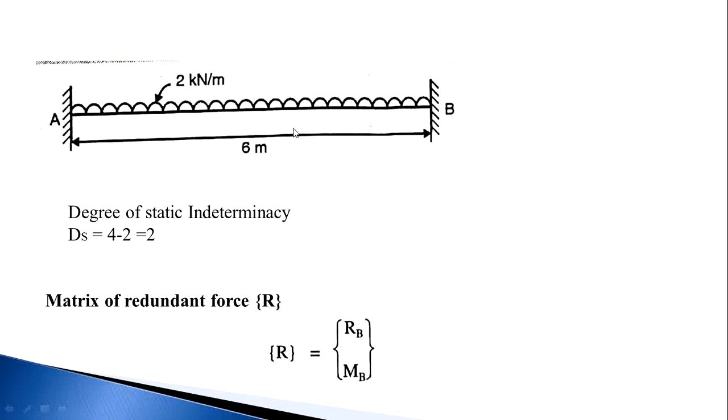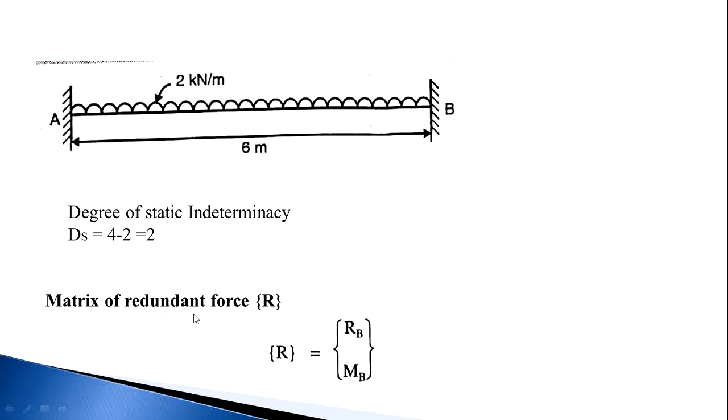But in this case there is no horizontal load, that's why the horizontal reactions at A and at B will be 0. So the number of reactions at each support is 2, that is, at A 2 reactions and at B 2 reactions. The statical indeterminacy is the total number of unknowns minus the number of equilibrium conditions. Total unknowns are 4 and equilibrium equations are 2, that is vertical and moment. So the degree of statical indeterminacy is 4 minus 2, that is 2.